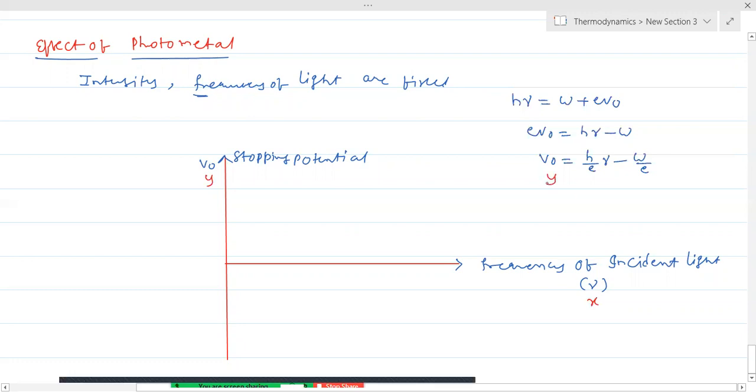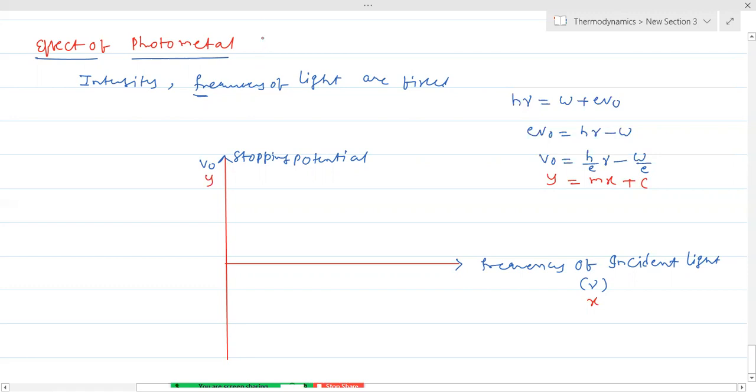So Y equivalent to mx plus c. The slope is positive here, but it is having a negative y intercept.